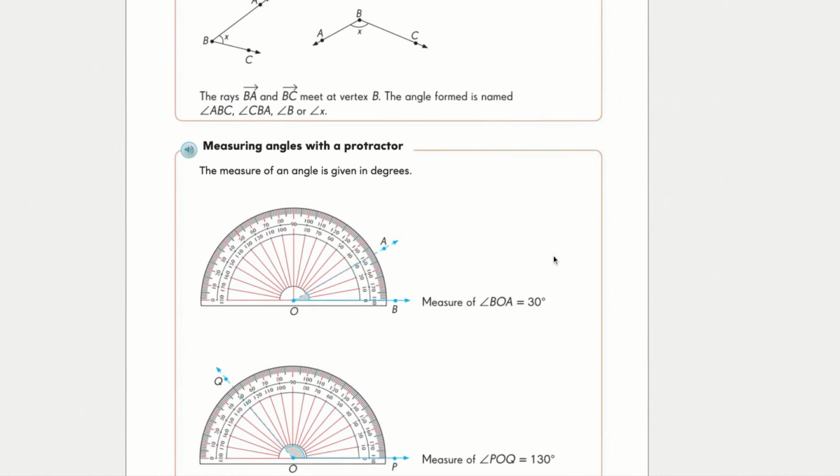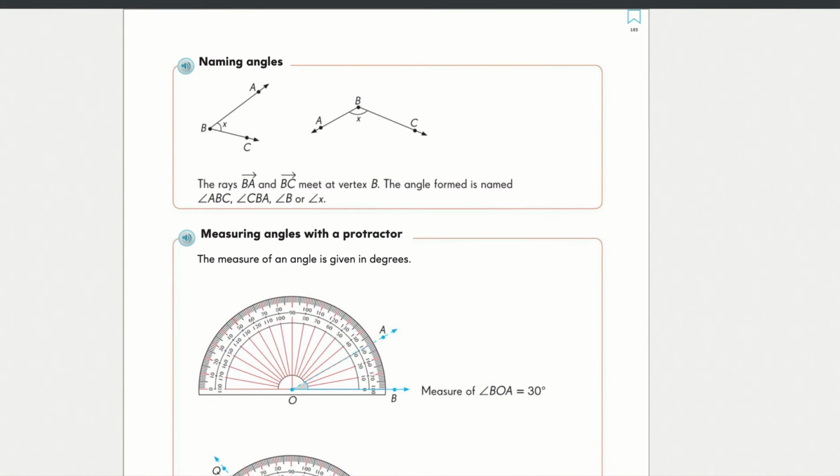Some other things that you learned was about naming angles. The rays BA and BC meet at vertex B. So the angle formed is named angle ABC. We read it like this, angle ABC. Or we could call it CBA. Or we could call it angle B. We can also give it a different name, like X. So this could be angle X, okay?